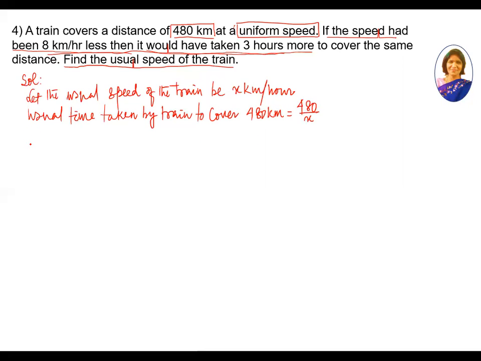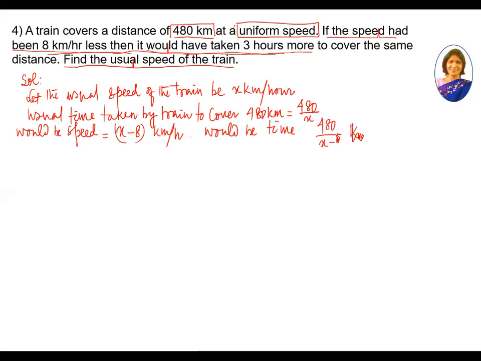Now what would be the speed? The new speed is 8 less, that means x minus 8 kilometer per hour. Then the time will be maybe 3 hours more, but what would it be in terms of distance and speed? It will be 480 upon x minus 8 hour. Of course this is all hour.